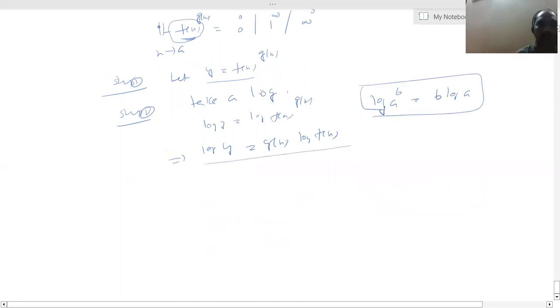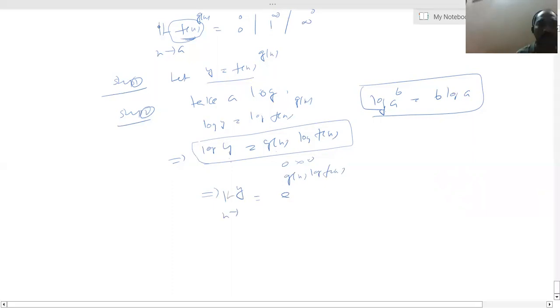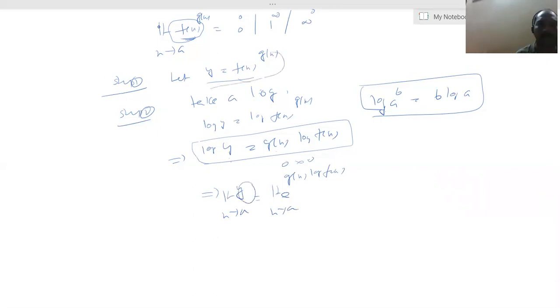This is the value. Later, this value may be of the form 0 into infinity, or finite into finite. After that, we require the y value. Keep y and move the log to the other side. We get y equal to e power g of x into log f of x. Now take the limit. Y is nothing but this expression. We require the y value, the same expression. This is the way.